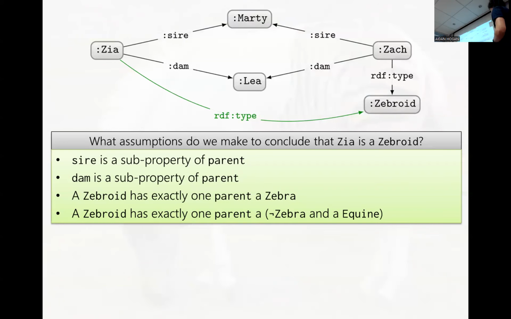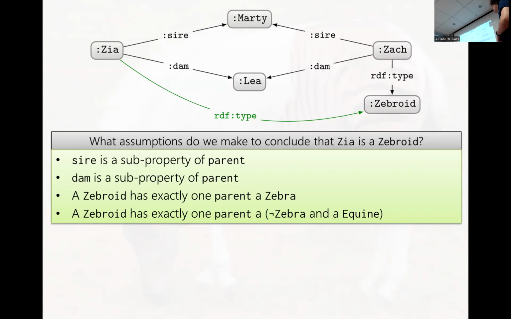So what do we know now? Based on Zach having parent Marty and Zach having parent Leah, if we say a zebroid has exactly one parent, a zebra, given that Zach is a zebroid, Zach has parent Marty and Zach has parent Leah, what can we conclude? We can maybe put forward that either Marty is a zebra or Leah is a zebra.